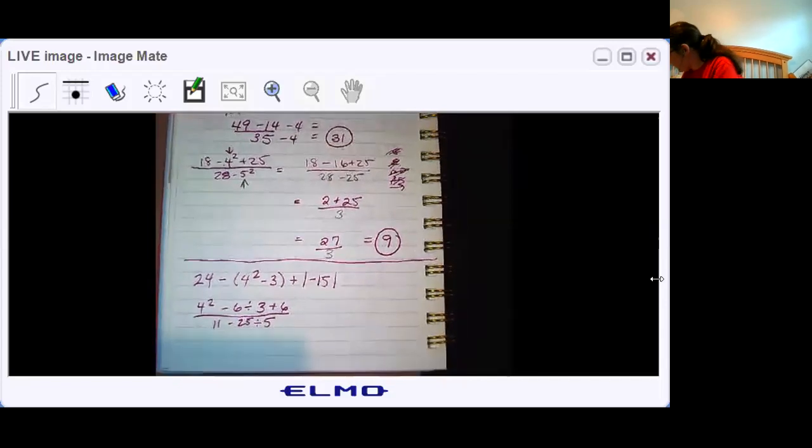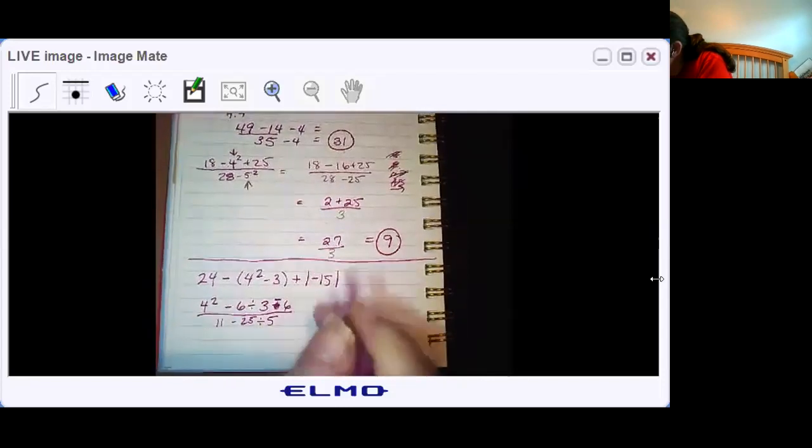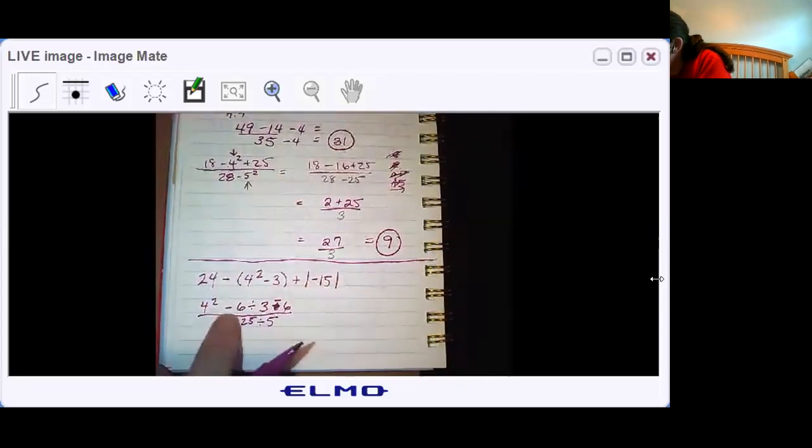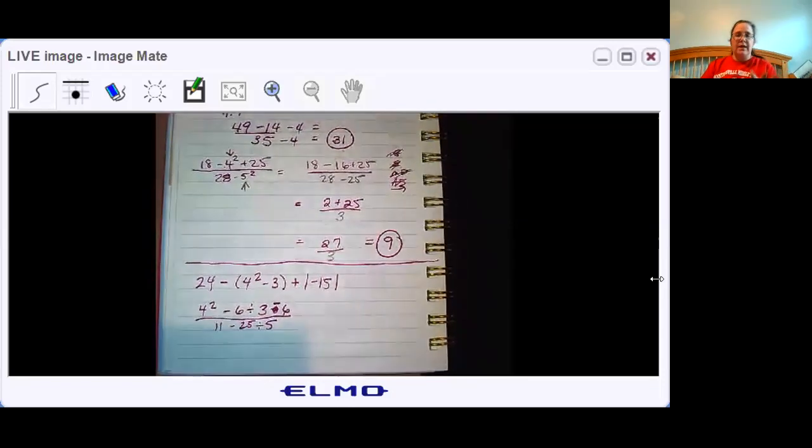Okay, let me double check my problem here, make sure I read it right. Oh, wait a minute, that's wrong. This should be a minus 6 right here. I'm so sorry. So this should be 4 squared minus 6 divided by 3 minus 6 divided by 11 plus 25 divided by 5.